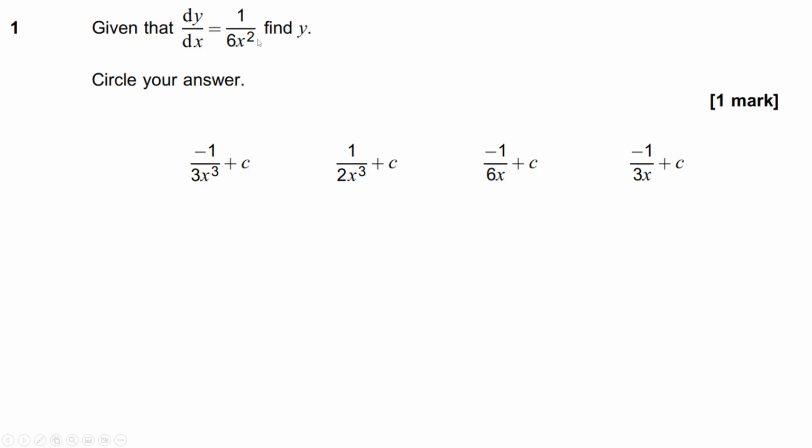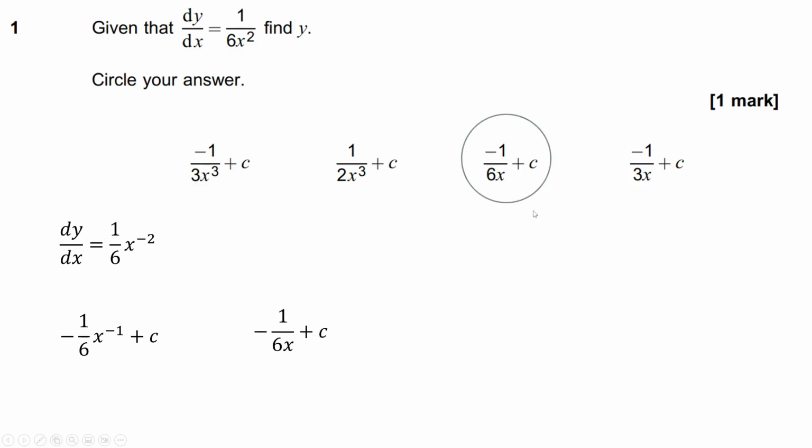We just want to find y. So to find y here, we just need to integrate this because then it cancels this. So you can write this as 1/6 x to the -2, like this. And then if you just integrate that, that's going to be just increase the power by 1, divide by the new power to get this, and then do plus c, obviously. And then this here, this x to the -1, you can just bring it down here to get this, and then that's just this answer here.